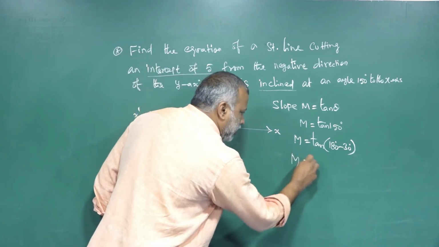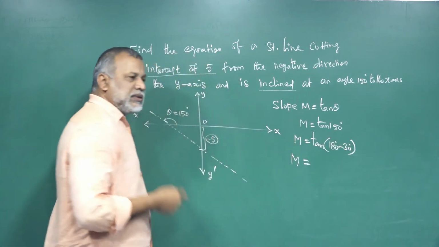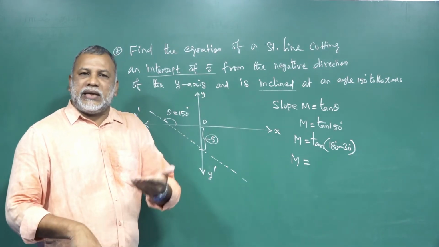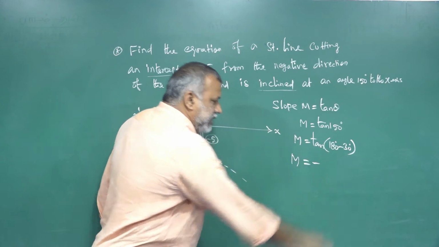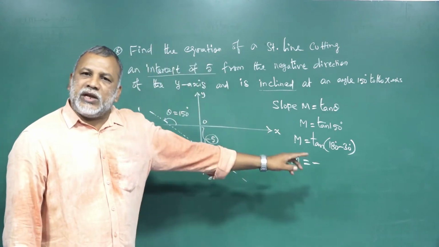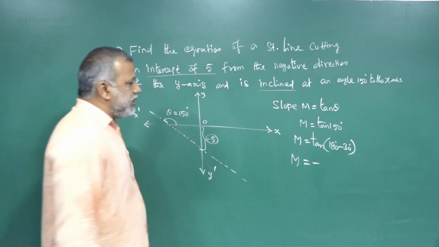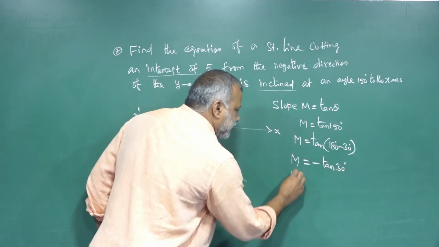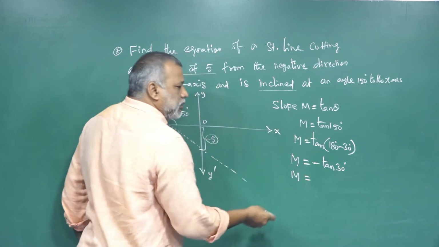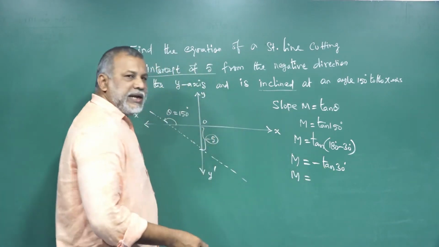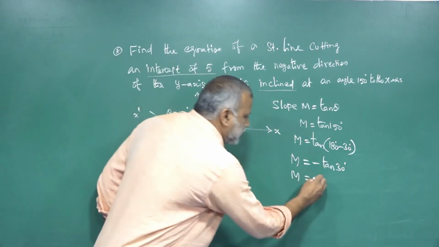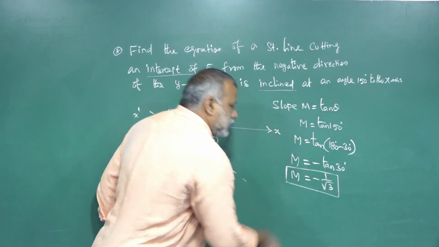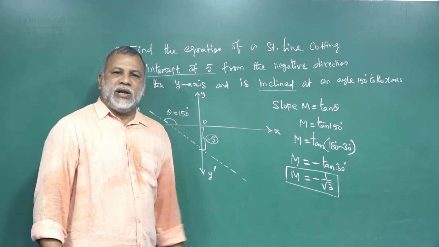Therefore, here 180 minus theta lies in the second quadrant. In the second quadrant, tan takes negative. Therefore, we use negative. Instead of theta, how much angle are we having? 30 degrees. Therefore, we get tan 30. From your trigonometric table, you know the value of tan 30. Tan 30 is nothing but 1 by root 3 with the negative. So, m equal to minus 1 by root 3.